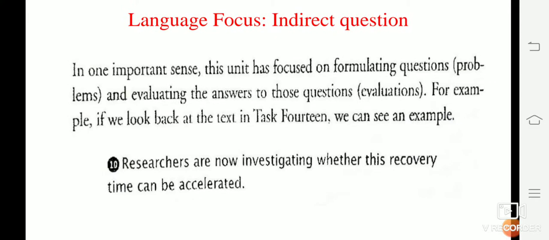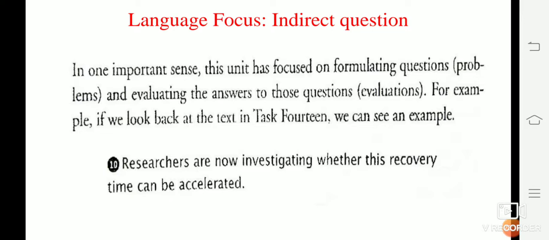All right. Now, please look at here. We look at a direct question. In one important sense, this unit has focused on formulating questions, problems, evaluating, and the answers to those questions. For example, if we look back at the text in task 14, we can see an example. Researchers are now investigating whether this recovery time can be accelerated. Is it a question? This is a question, but this is an indirect question. You don't actually say, "Can recovery time be accelerated?" This is so direct.